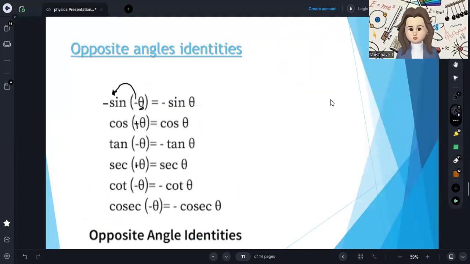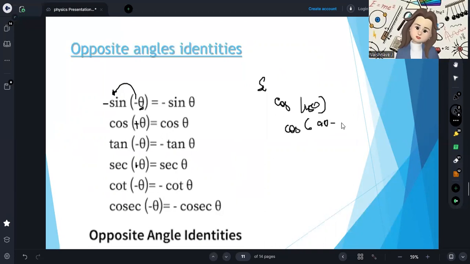Okay. Now, we can go with sine 150. Or else, wait. Yes, let's go with cos 150. Cos 150 can be written as cos of 90 plus 60. Sorry, 90 plus 60. Am I right?